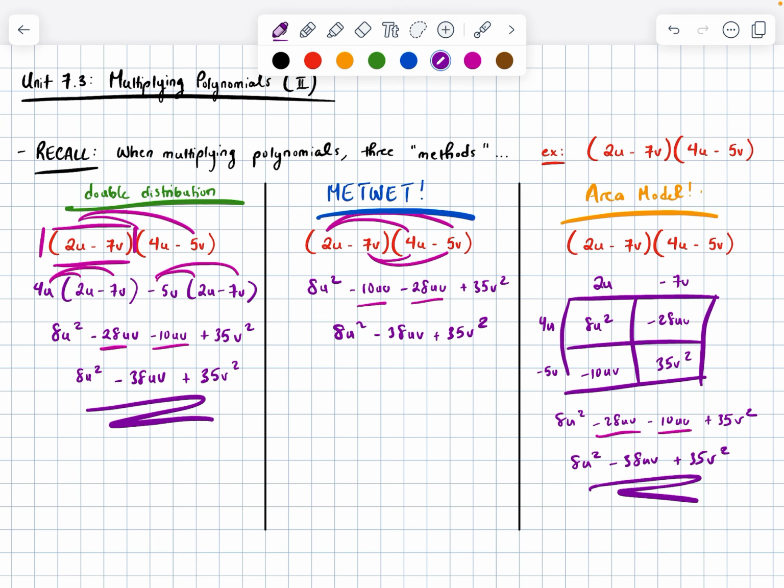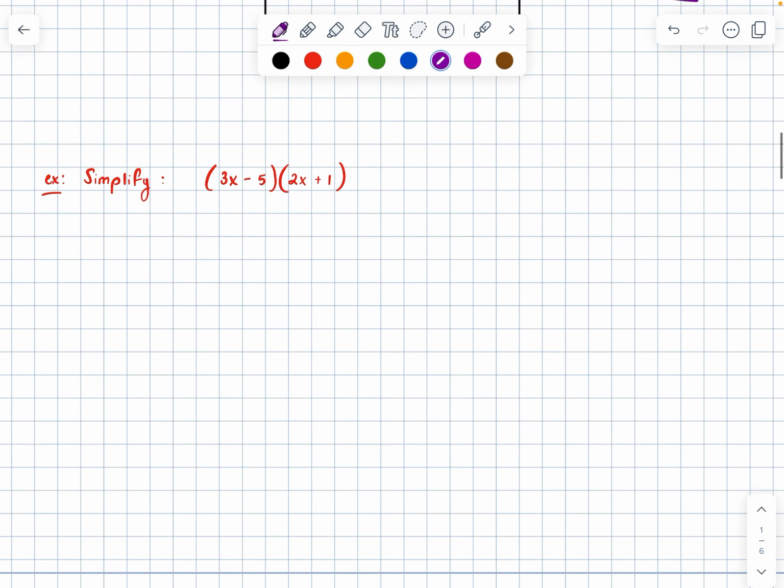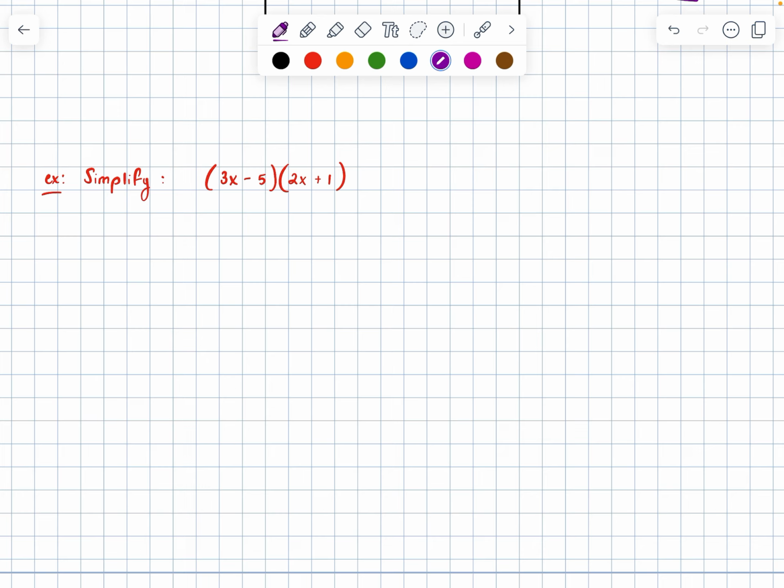So using whichever one is your preference, let's do two more together to make sure it really sinks in. Let's start with the product of 3x minus 5 and 2x plus 1. Go ahead. And stop. For me, my favorite is METWET, not just because it's the most fun to say, but also because it's the most efficient.